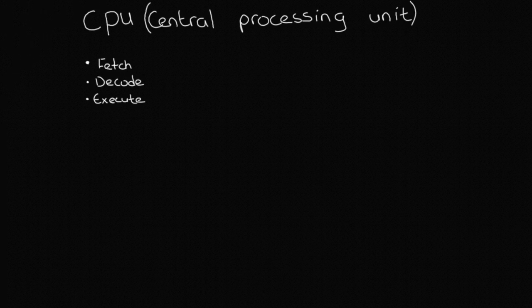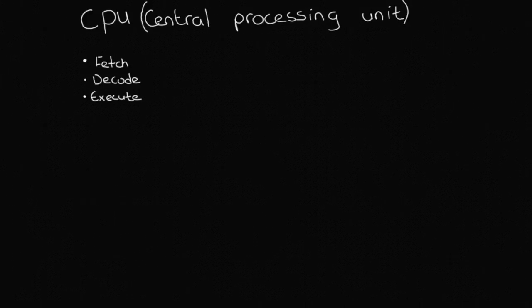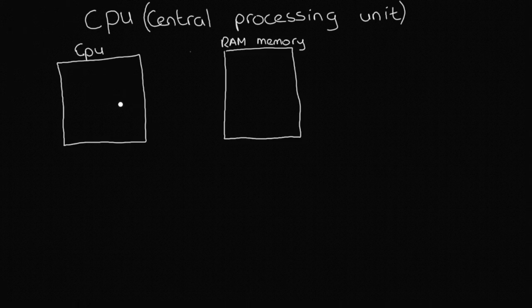So when we talk about the CPU, there's three different stages that it goes through. The first stage is fetch, then the second stage is decode, and the final stage is execute. We can't talk about a CPU without including RAM or memory. When we want to execute something, it has to be stored somewhere. This could be stored in a hard drive, and when it gets retrieved from the hard drive, it's loaded into memory. And then from memory, it's loaded into the CPU, and then the CPU does whatever calculations need to be done.